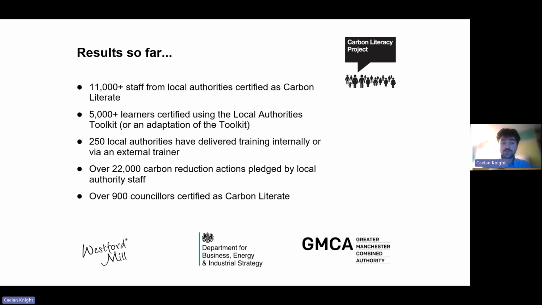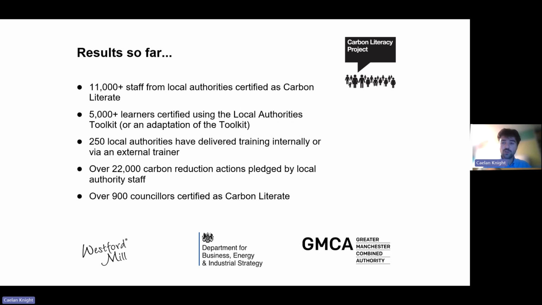There's now 250 local authorities who have delivered training internally or via an external trainer. And obviously with those 11,000 staff, there's been over 22,000 carbon reduction actions pledged by local authority staff. And those pledges really relate to each individual's role within a local authority. So there have been senior leaders who've pledged really transformative actions.